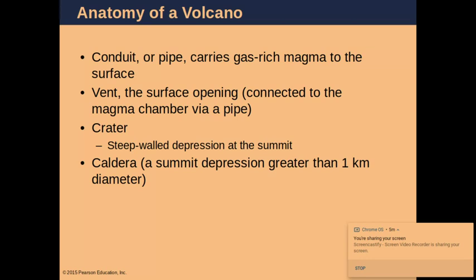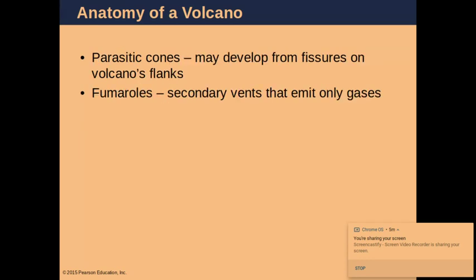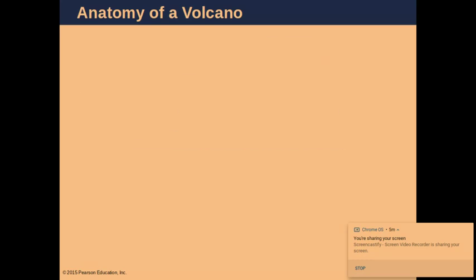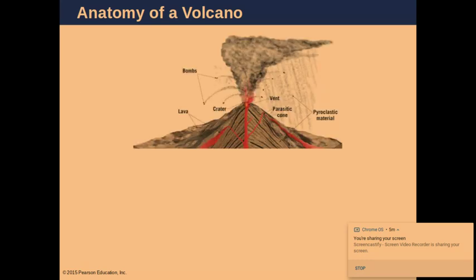They're made slightly different, so I'll show you kind of how that happens. And then you have some other things called parasitic cones and fumaroles, and these are basically ways to get some of the pressure to release in other ways. So I'll show you what those look like.